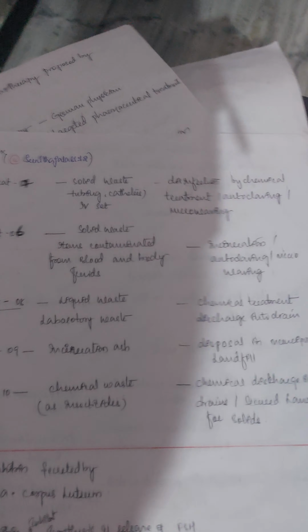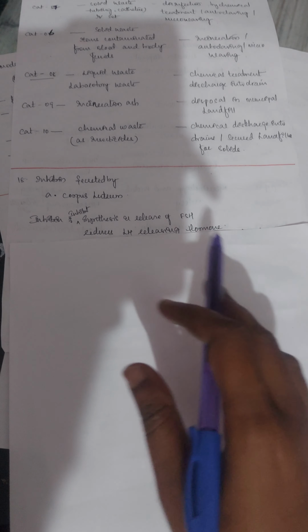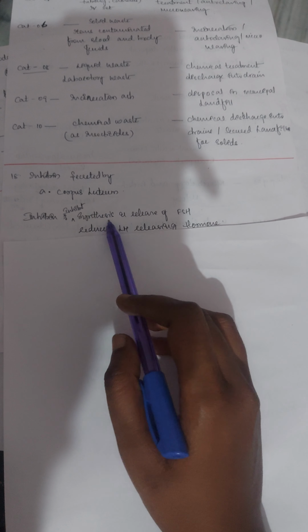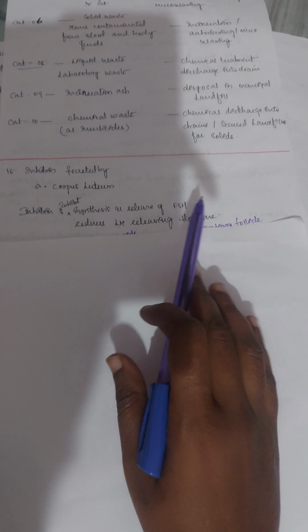The next question: inhibin is secreted by which part of the ovary or uterus? The answer is the corpus luteum. What is inhibin? Inhibin is a hormone, and it is a synthesis inhibitor. What is the role of inhibin? It inhibits the synthesis and release of follicle stimulating hormone.